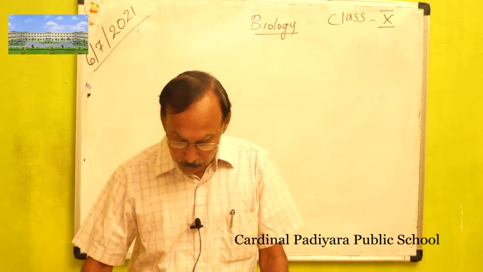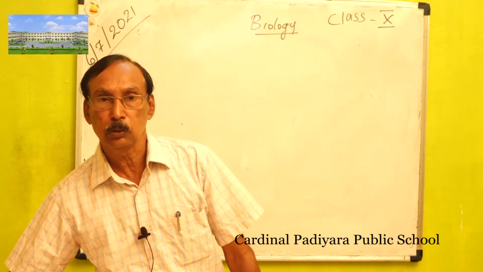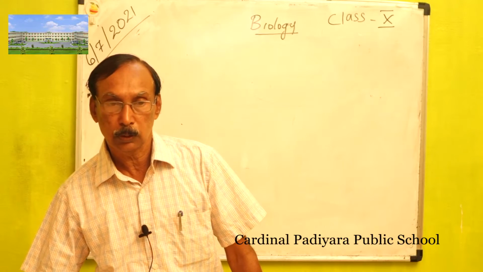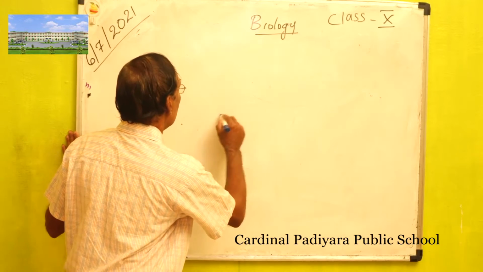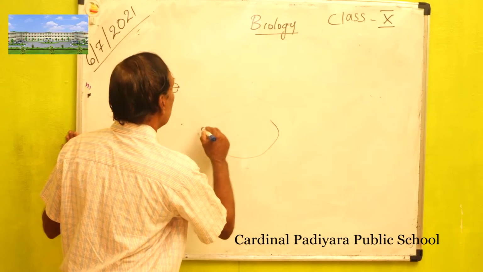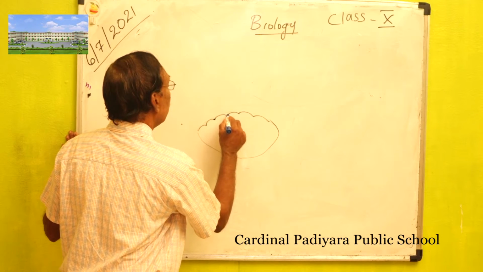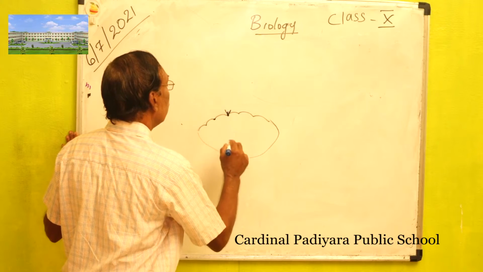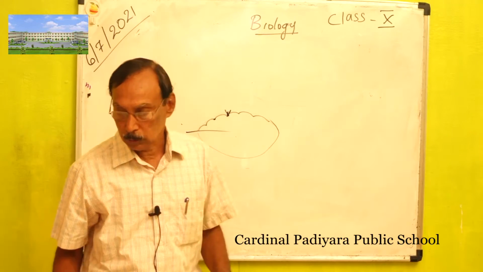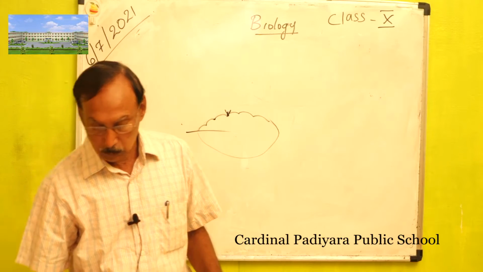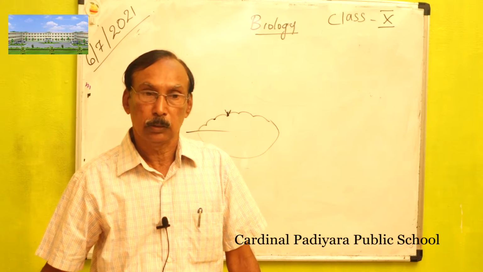And some plants can even be reproduced through their leaves. For example, bryophyllum, very common. The leaves of a bryophyllum have notches. From each notch you can see leaf buds, and from that a new plant can be produced. That is again another example of vegetative propagation taking place in plants.